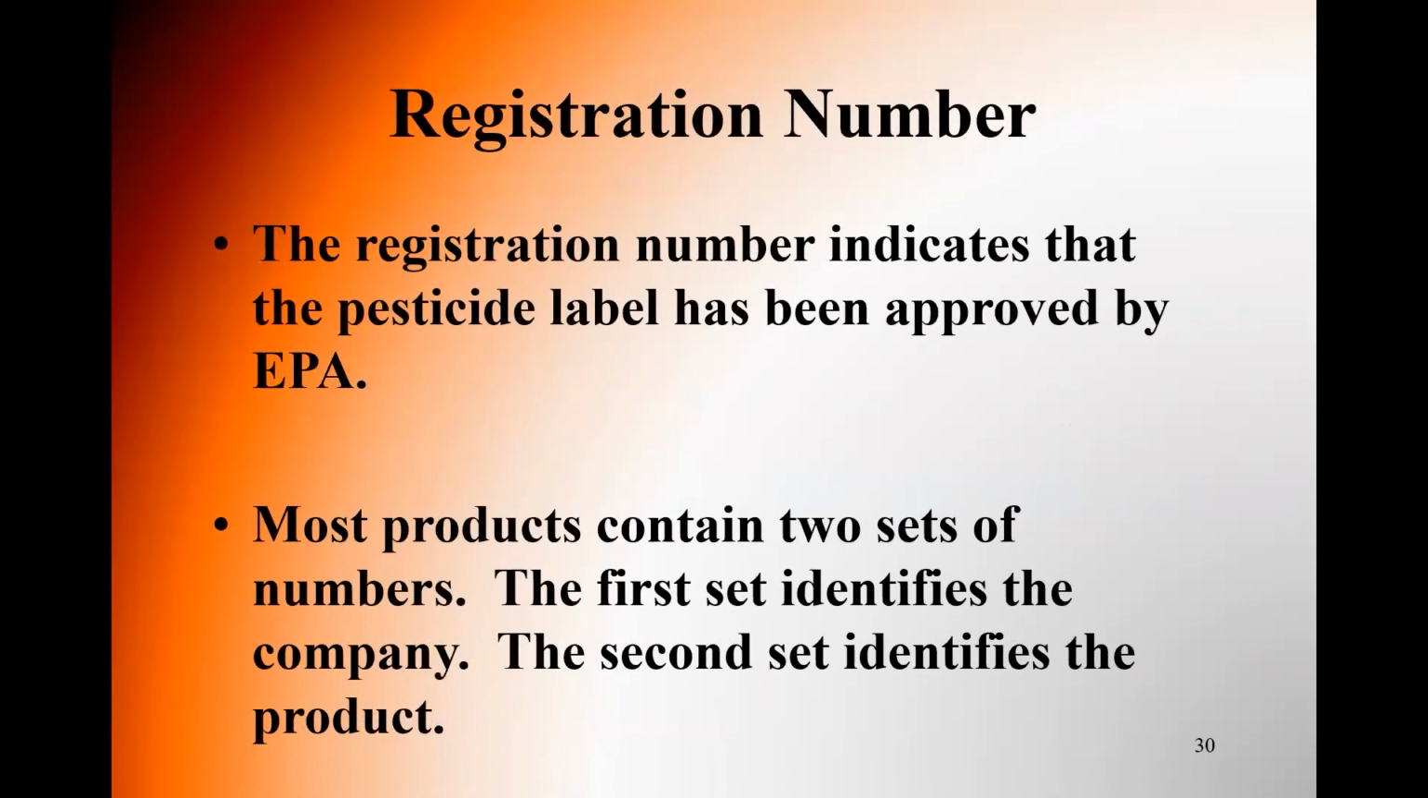Registration number: the registration number indicates the pesticide label has been approved by the EPA. Most products contain two sets of numbers. The first set identifies the company. The second set identifies the product. So you may have several products made by Dow AgroSciences or something like that, and all of them will have the same company number, but different numbers for different products.